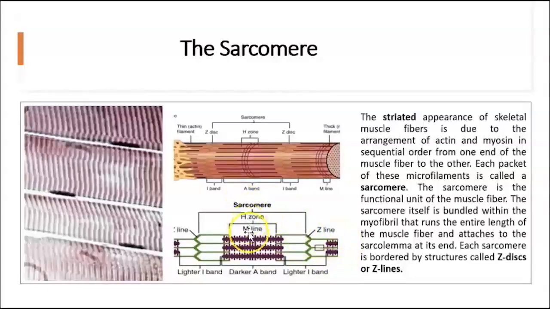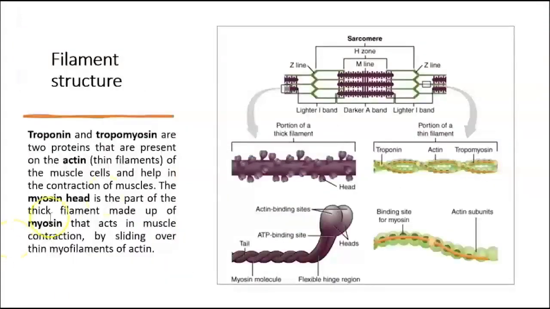It has different lines and bands, and that's why you see these names right here. This is obviously the H band, the M line, the Z disc. Sarcomere goes from one Z disc to the other Z disc. Now, there are a couple of things that are very important in the myosin and in the actin. This is the myosin head in the myosin, and in the actin or thin filament, you're going to have 3 players: actin, troponin, tropomyosin.